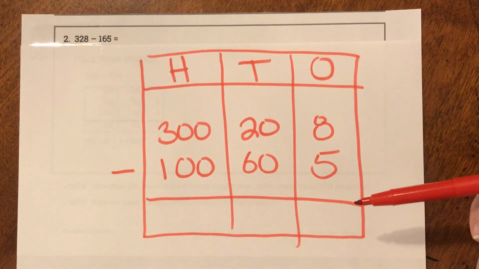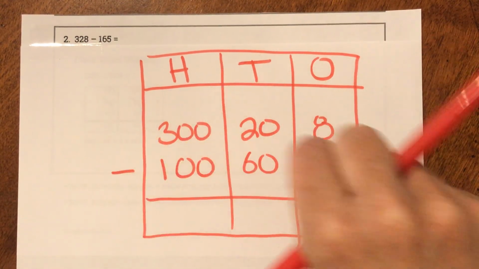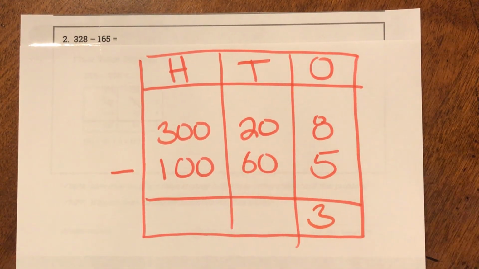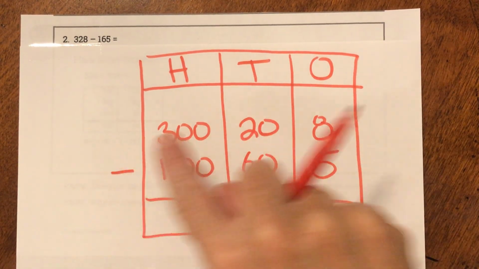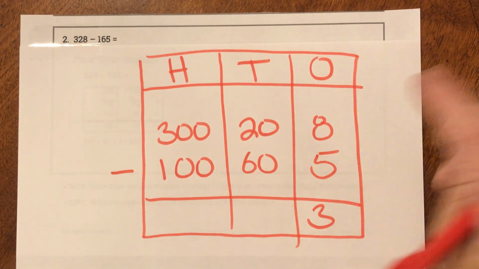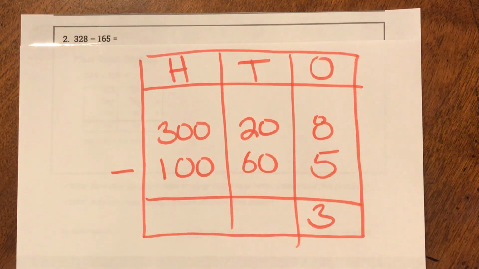Okay, so this one's going to look more similar to what we've done before. So I have 8 take away 5. So 8 ones take away 5 ones would be 3 ones. Okay, now I have 20 take away 60. That's not going to work. If I have 20 and I can't take away 60, I don't have enough.